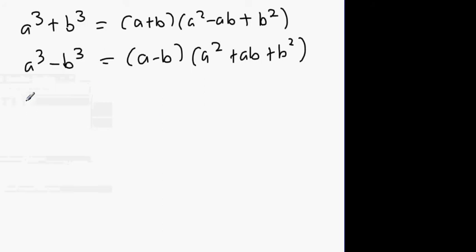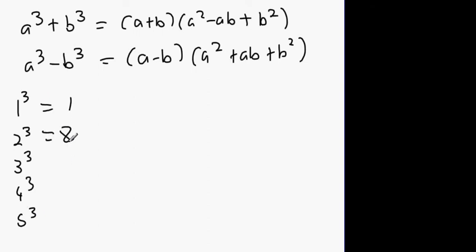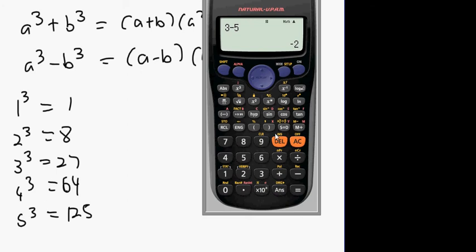Lads, you've got to know a sequence of numbers. They're what's called cubic numbers: 1 cubed, 2 cubed, 3 cubed, 4 cubed, 5 cubed. And it's going to be 1, 8, 27, 64, 125.